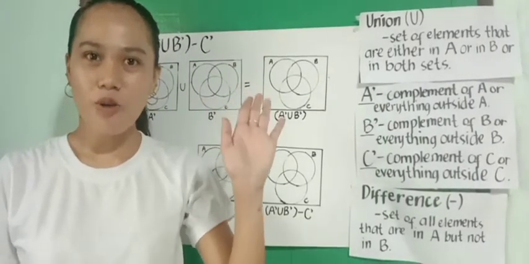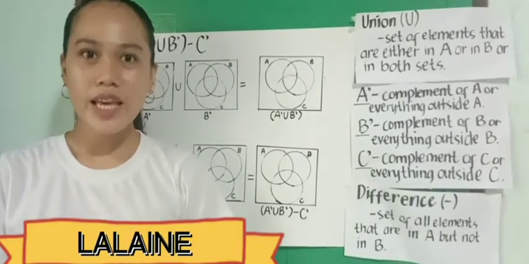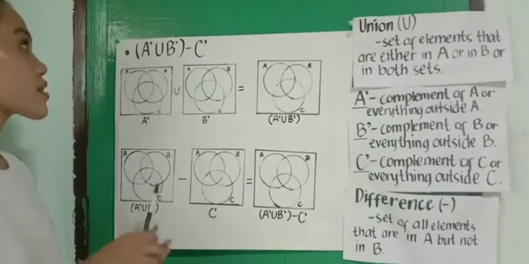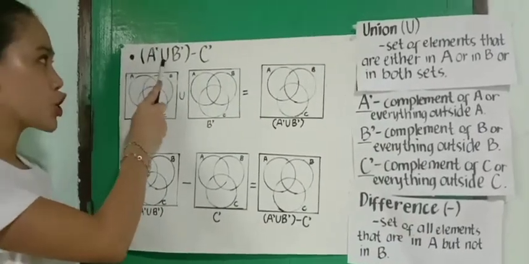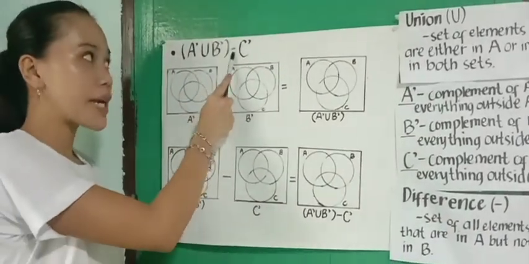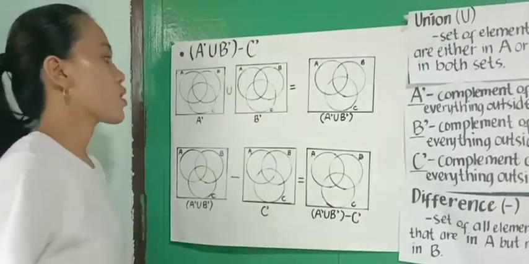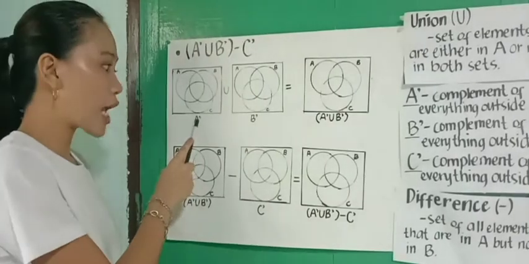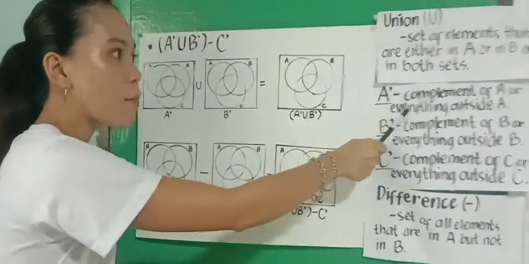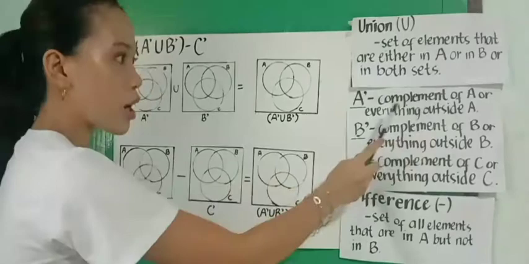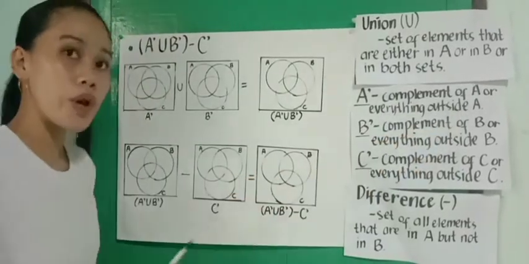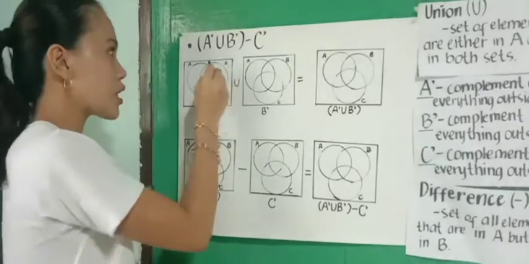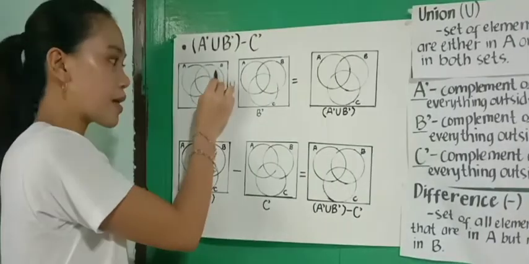Good day everyone, I am Lalaine and today I will be shading three sets in the statement A prime union B prime minus C prime. So let us proceed with the A prime. When we say A prime, it is the complement of A or everything outside A. So we will be shading everything outside A, and that would be the universal set, the B, and the C.